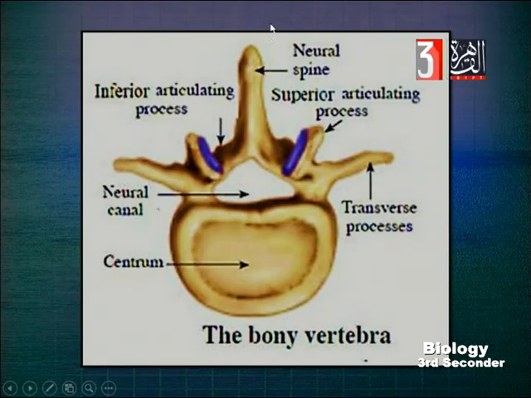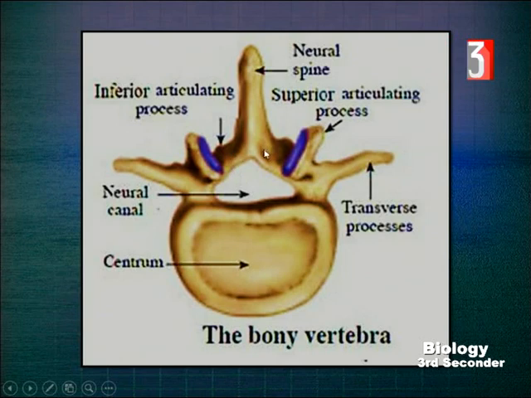The first one is the neural spine. It is a posterior process, posterior meaning from behind, from my back. It is a posterior process directed downward, carried by the neural ring.